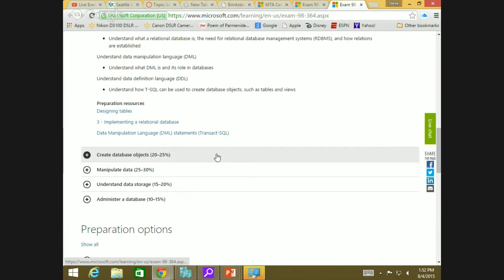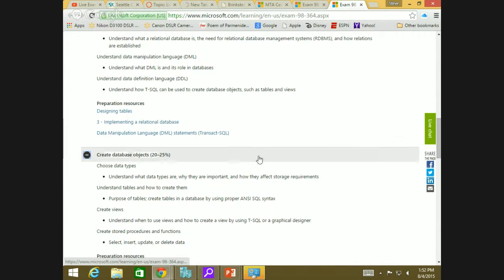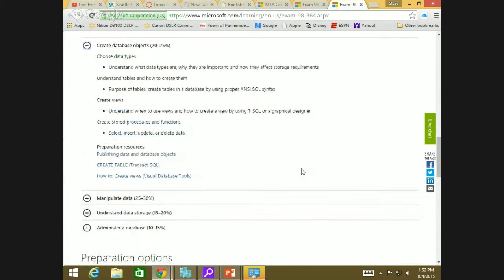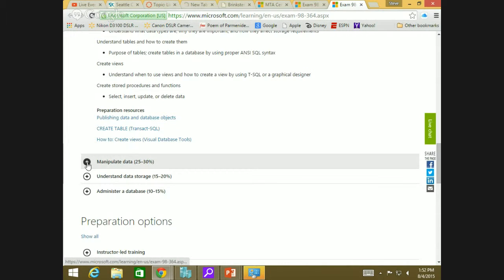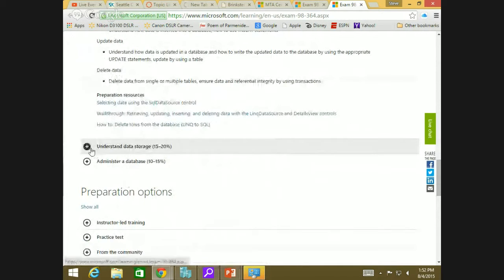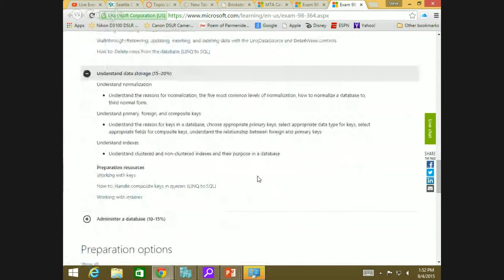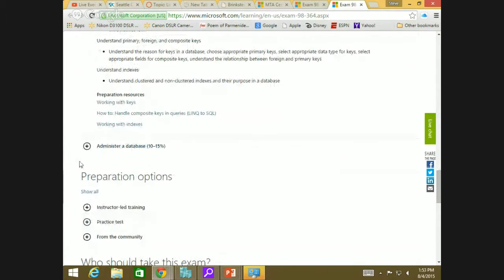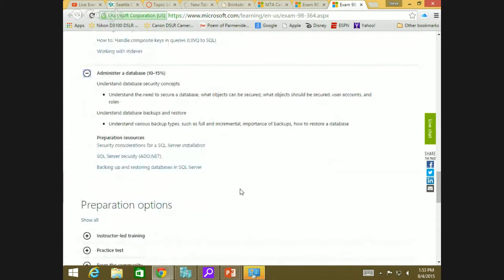And then designing tables, these are some preparation stuff. They talk about creating database objects, understanding data types, understanding tables and how to create them, creating views, stored procedures and functions. And select data, insert data, update data, and delete data. Understand normalization, primary, foreign, and composite keys, understand indexes. And under administer a database, understand database security concepts, backups and restore.